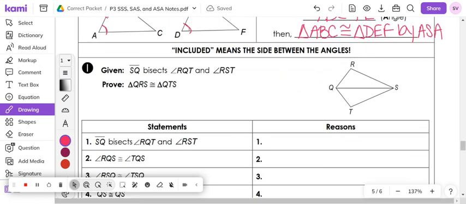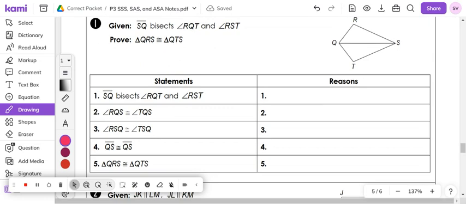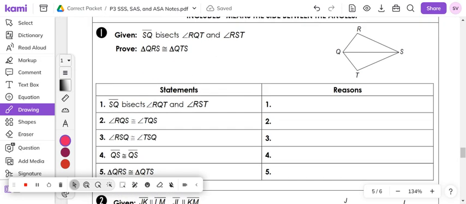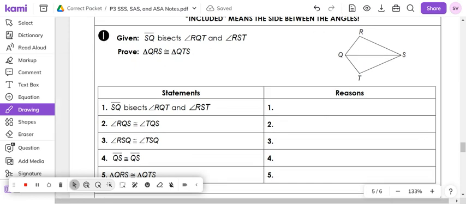We're going to take a look at some proofs. So this one, we have all the statements filled in for us. We're filling in all the reasons. Again, like usual, we're going to make our checklist. Okay, we need the three things congruent about these two triangles to be able to say that they're congruent themselves. We're given only one piece of information here. We know that SQ bisects angle RQT and angle RST. So RQT is this angle here, and RST is this angle here.